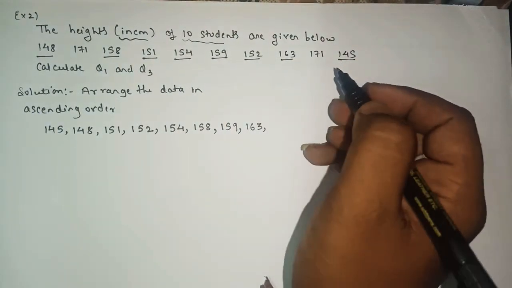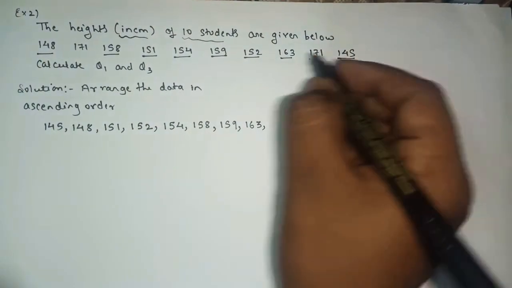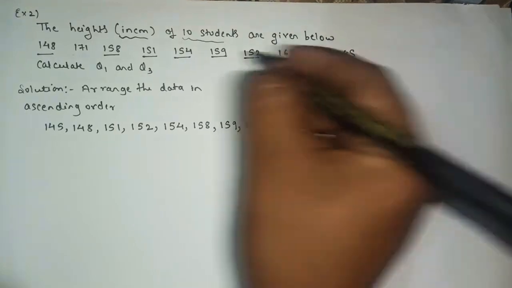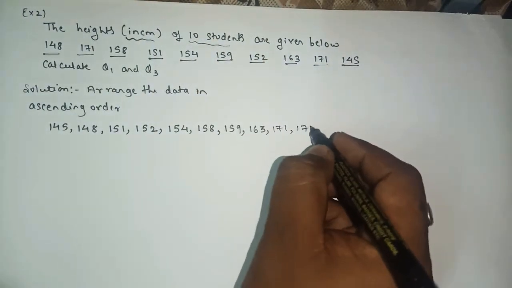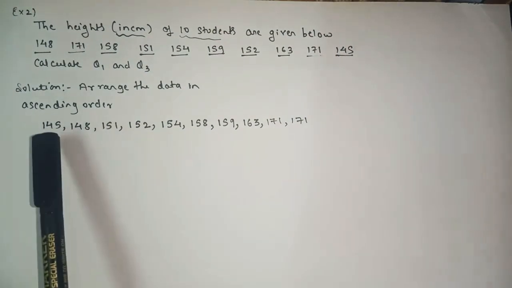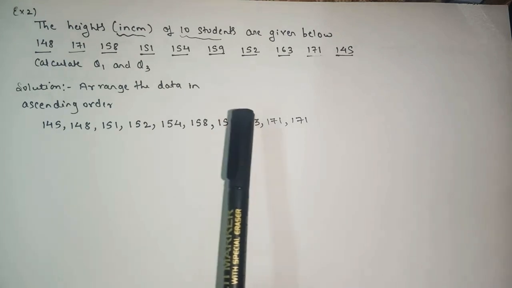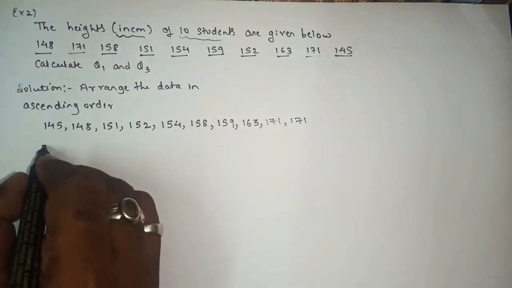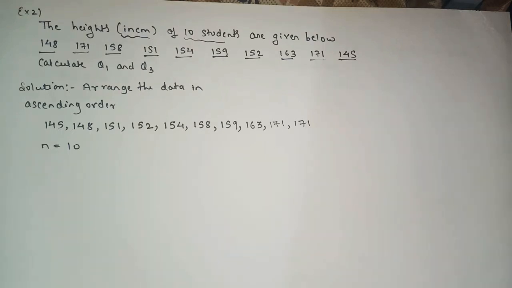Yes or no? And here we have 171. So both times we have to write 171, 171. Count and see how many numbers there are: 1, 2, 3, 4, 5, 6, 7, 8, 9, 10. So here n we can say is 10.